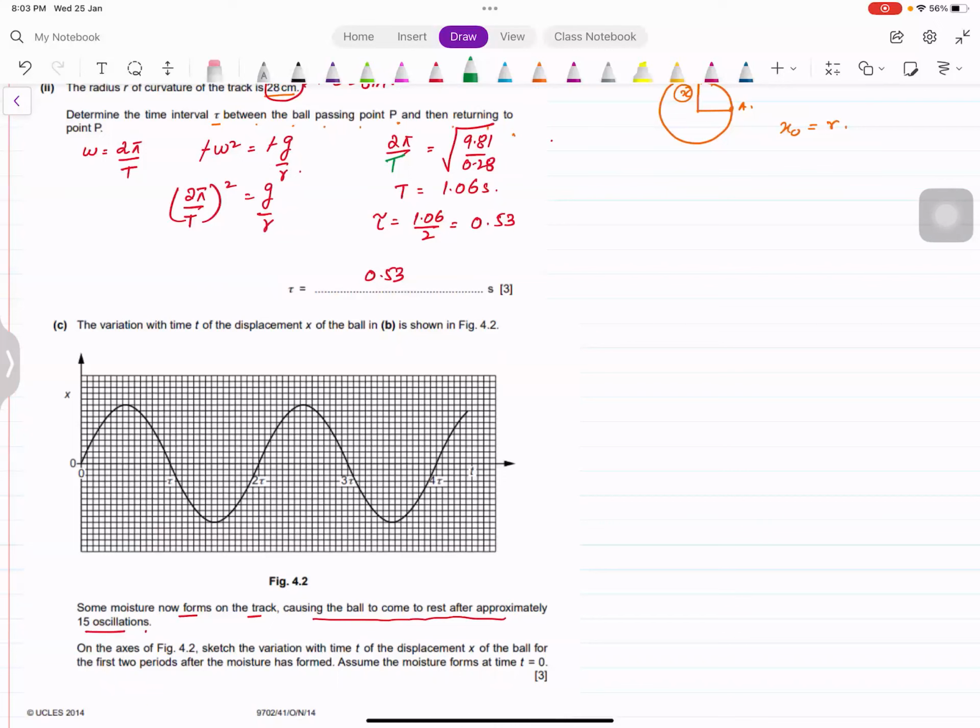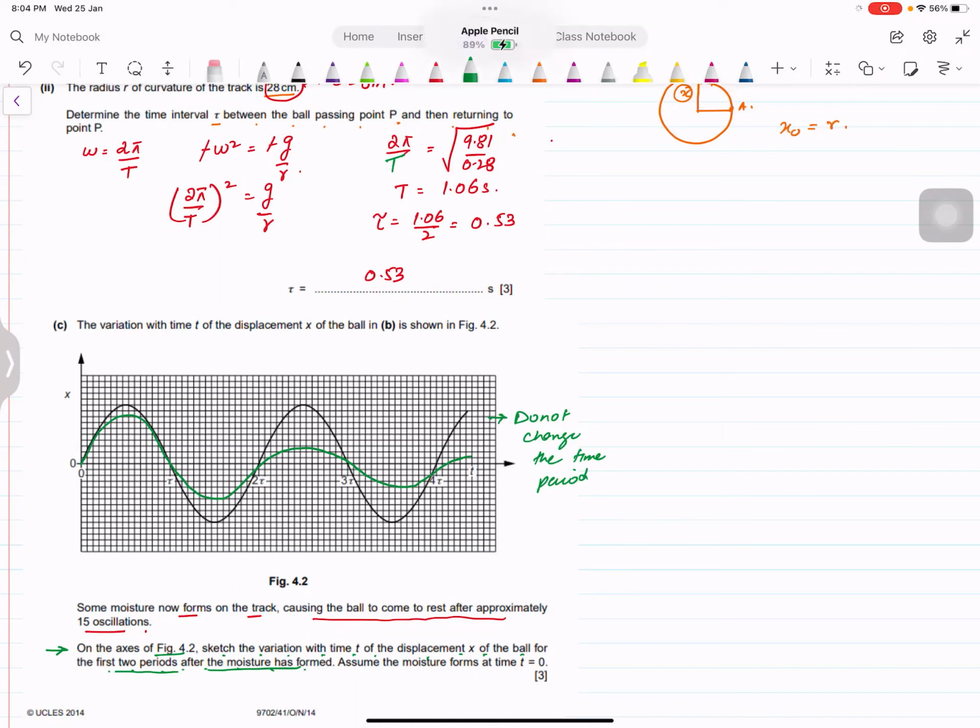All right, but this is very simple math. Sketch the variation of the displacement x with time for the first 2 periods after the moisture forms. Sketch on figure 4.2 the variation with time of the displacement x for the first 2 periods. So this is going to be just ever decreasing. Okay, everybody understand this? Do not change the time period. That would be a devastating mistake here.